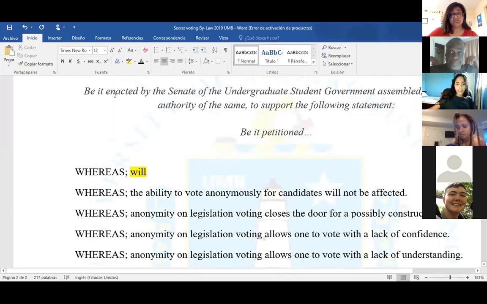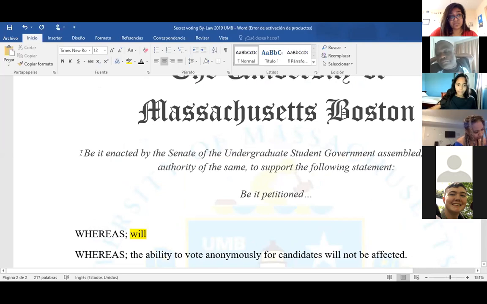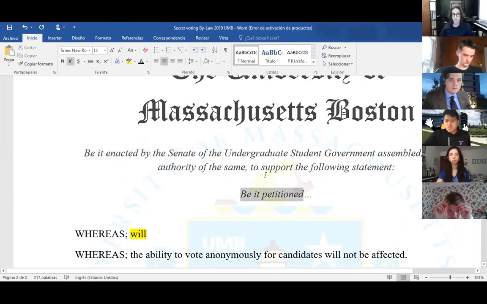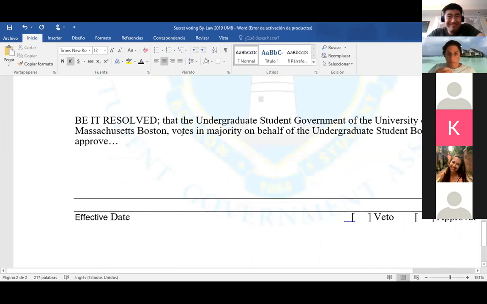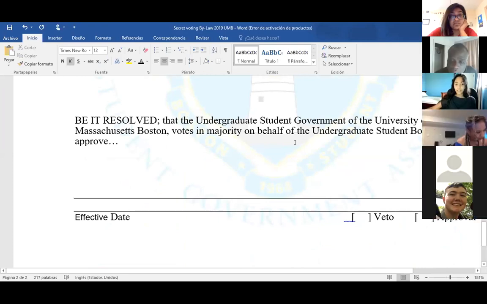One other thing you should keep in mind when writing legislation is, let's say, for example, it's a resolution. You can see right here, be an act by the Undergraduate Student Government Assembled and by the authority of the same to support the following statement. And if you're writing an act, remember you always have to have this be it petition. So you're almost done. Next thing you gotta do is be it resolved. This is how you will end any legislation, and then you will list that the Undergraduate Student Government of the University of Massachusetts, Boston votes in majority on behalf of the undergraduate student body to approve, and then the statement of your specific legislation.